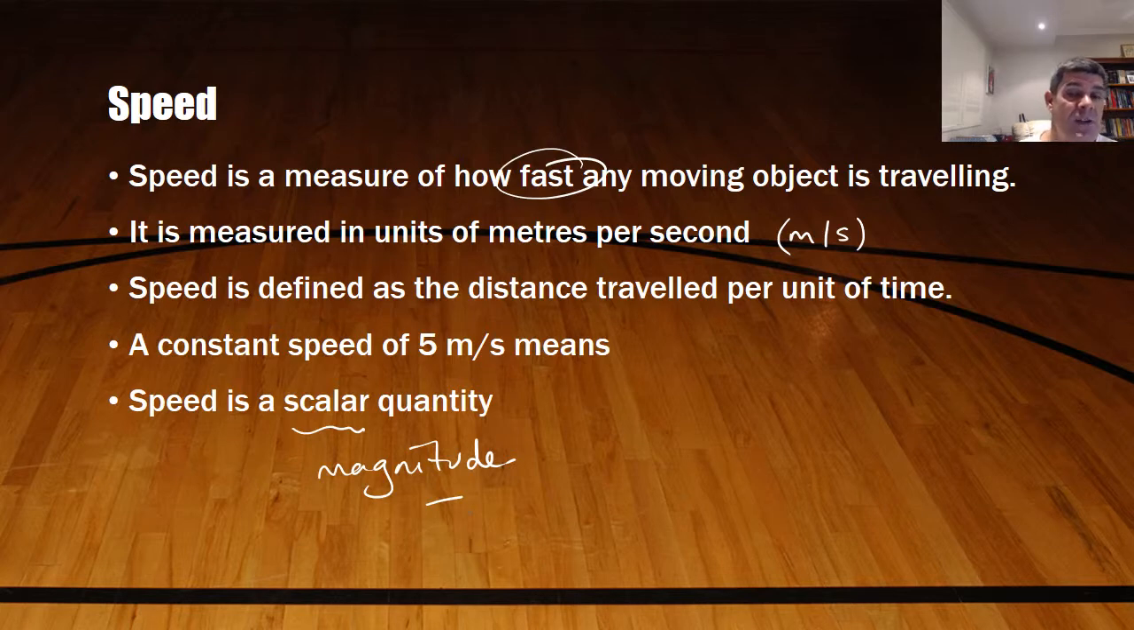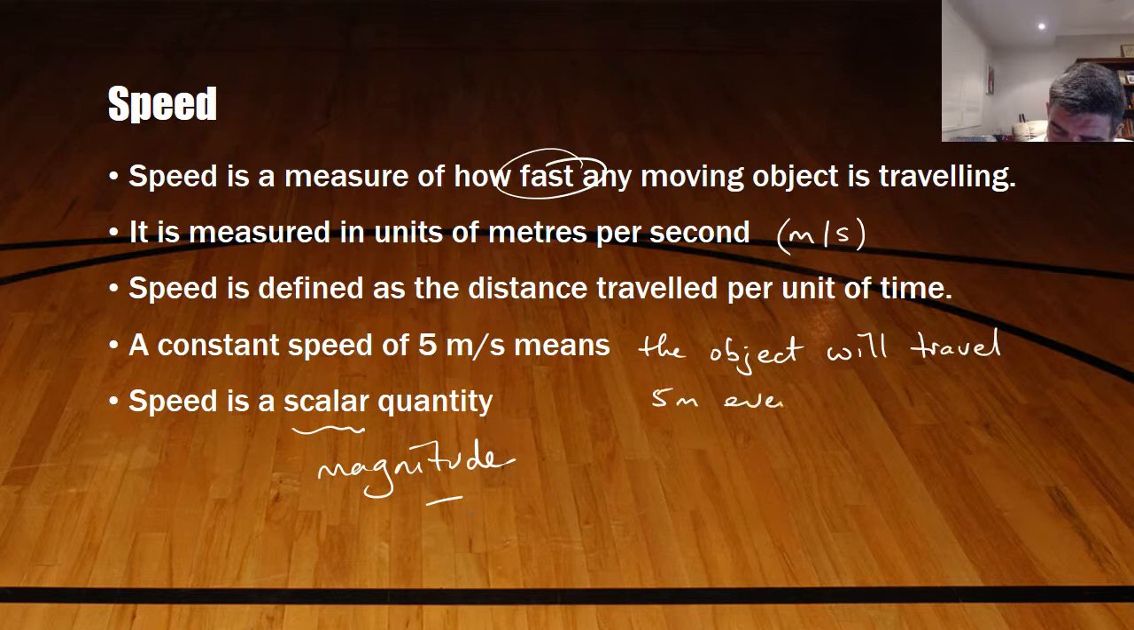And we can define speed on the basis of distance travelled per unit of time. Hence a constant speed of 5 meters per second means the object will travel 5 meters every second. Or alternately, in 1 second, the object will have traveled 5 meters. They probably sound the same, and they should. So this is the way we calculate our speeds.